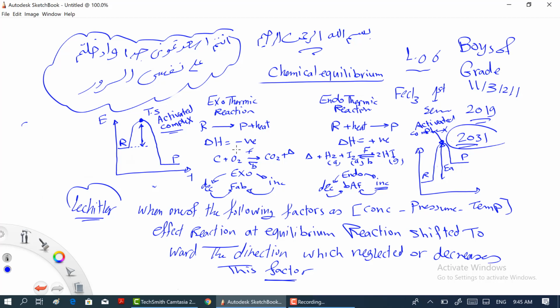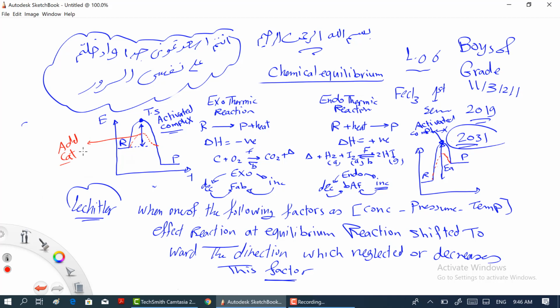Let's talk about the effect of the catalyst on a reaction at equilibrium. The catalyst, in this case, only decreases the activation energy. It does not affect the equilibrium position. This is the transition state without adding the catalyst. But if we add the catalyst, we will find the activation energy from the reactant toward the product will decrease. This is the effect of adding a catalyst.